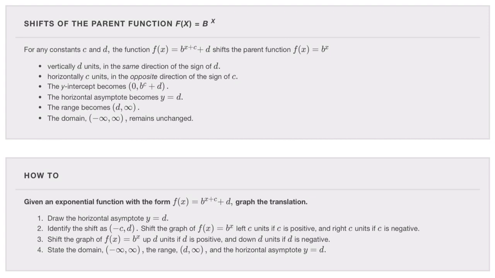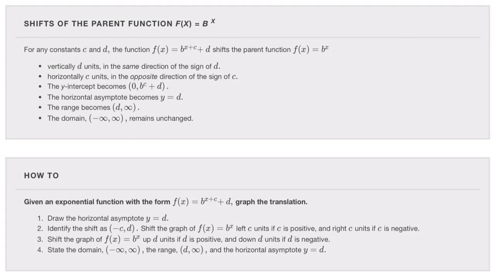So given an exponential of the form f of x equals b to the power of x plus c plus d, how do we graph the translation? Draw the horizontal asymptote y equals d. Identify the shifts as negative c comma d. Shift the graph left c units if c is positive, and right c units if c is negative. Shift the graph up d units if d is positive, and down d units if d is negative. State the domain as all reals, the range as d to infinity, and the horizontal asymptote as y equals d.